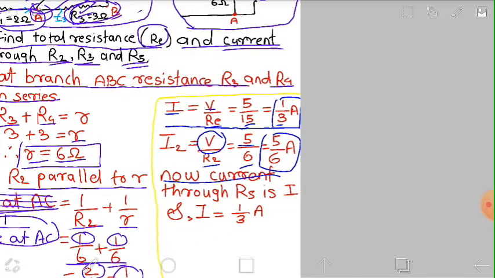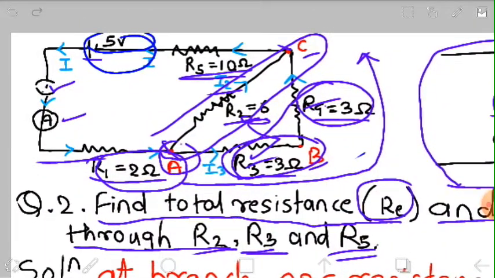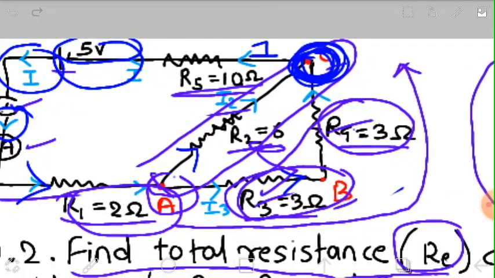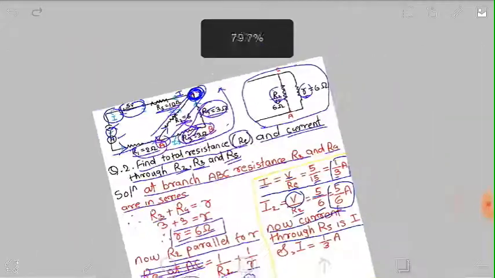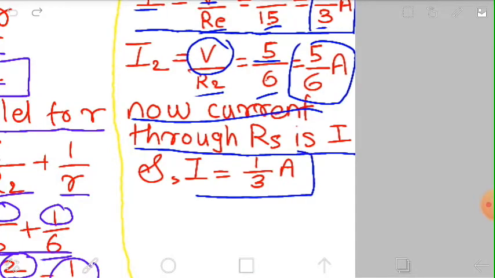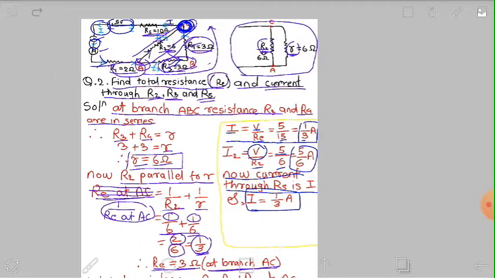Now the current through R5 is I. As you can see, this current passes through the circuit here, then here, and then going through R2 that is I2, and this is I3. Then again at point C, I3 and I2 combine and become I. So the current I is flowing through R5, that is the main current. So we have written here I equals 1 by 3 ampere. So this is the current through R2, R3 and R5.